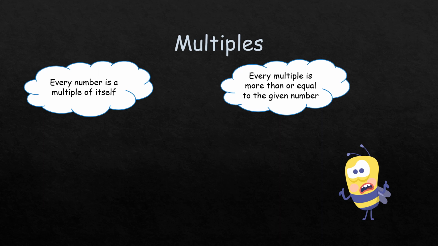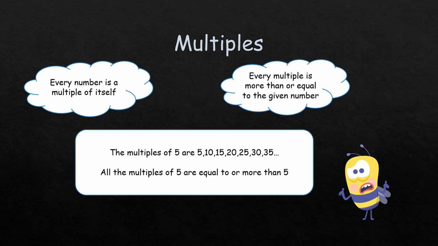The next property: every multiple is more than or equal to the given number. Multiples of 10 always start with 10. You cannot write a multiple lesser than 10. That is what this means. The multiples of 5 are 5, 10, 15, 20, 25, 30, 35 and so on. All the multiples of 5 are either equal to 5 or more than 5.